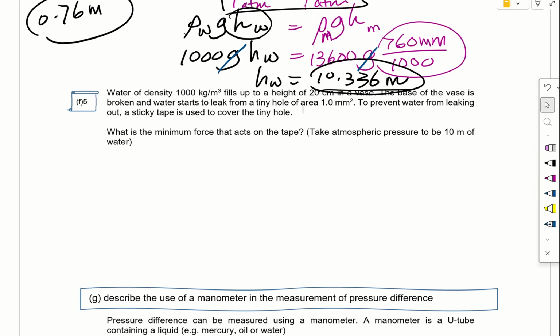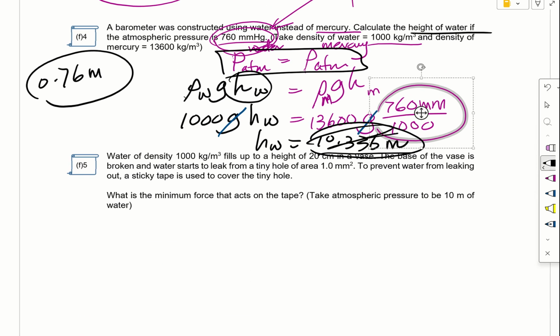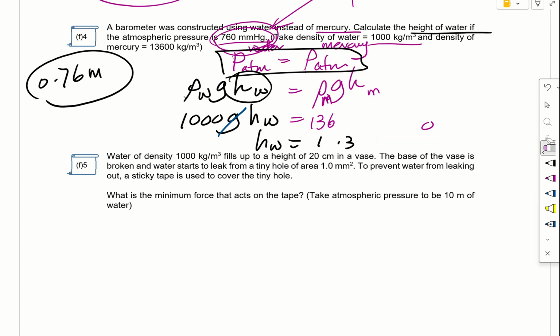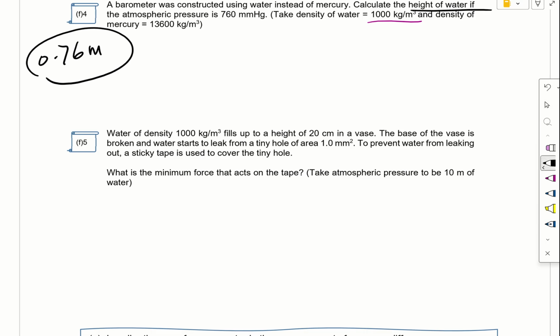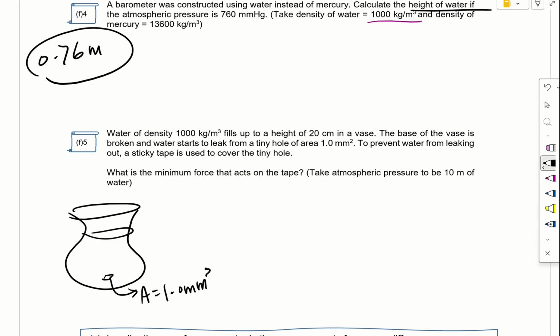I will continue with F5. Water of density 1000 kg per meter cube fills up to a height of 20 cm in a vase. The base of the vase is broken, and water starts to leak from a tiny hole of 1 mm square, so the area of this hole is 1 mm square. To prevent water from leaking out, a sticky tape is used to cover the tiny hole. So what's the minimum force, F, that acts on the tape?